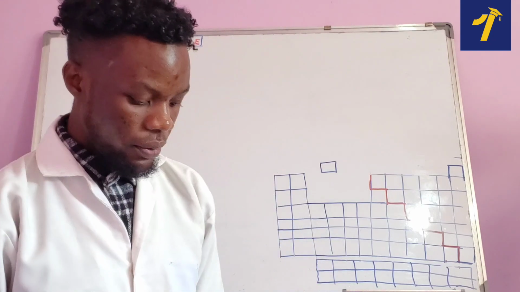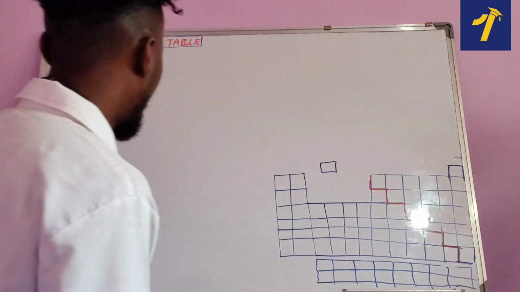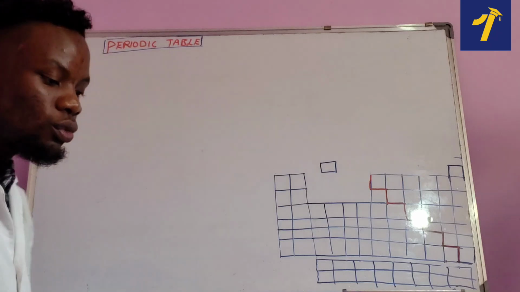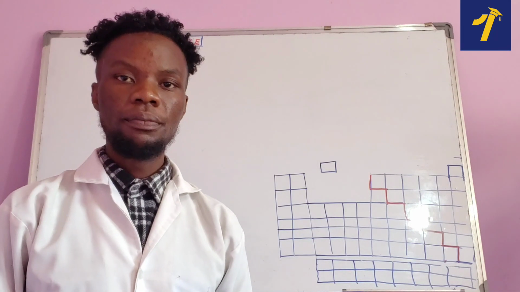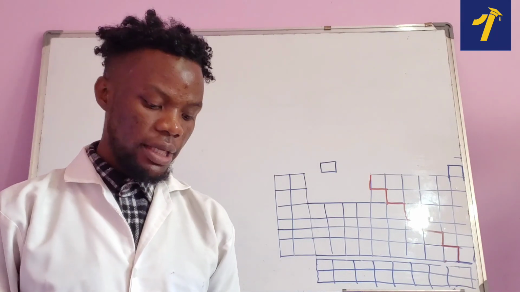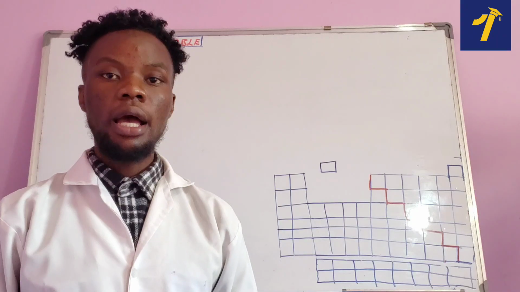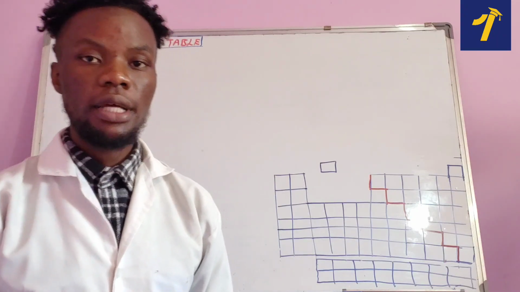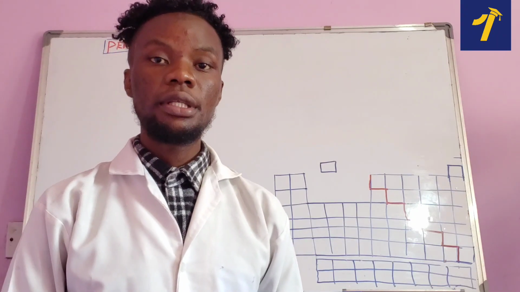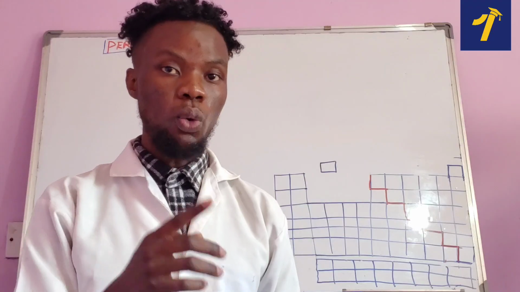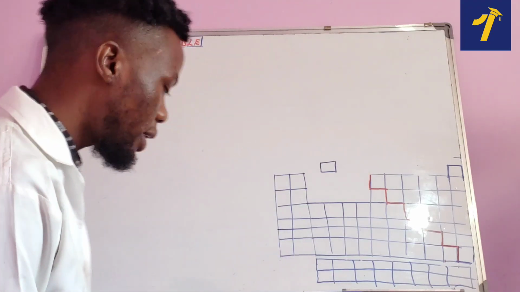Okay, so let us begin now with the periodic table. What is the periodic table? The periodic table, basically, we know that it is the arrangement of elements according to their increasing atomic number. We understand about that. So let us write.